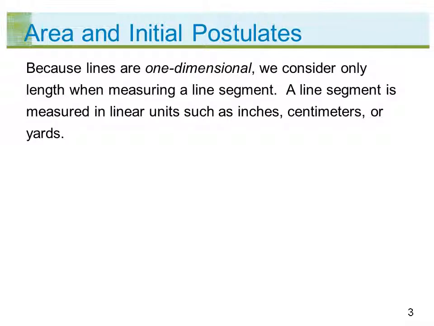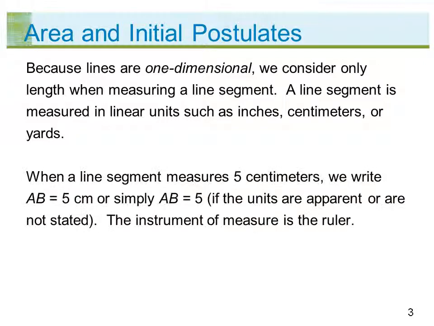Because lines are one-dimensional, we consider only length when measuring a line segment. A line segment is measured in linear units such as inches, centimeters, or yards. When a line segment measures 5 centimeters, we write length AB equals 5 cm, or simply length AB equals 5, if the units are apparent or are not stated. The instrument of measure is the ruler.